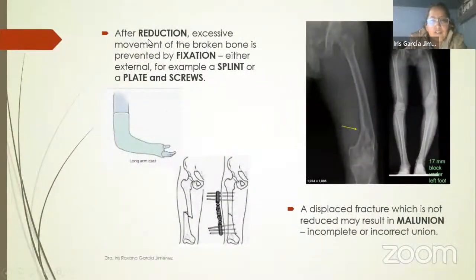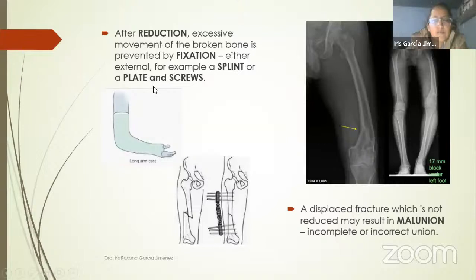After reduction, excessive movement of the broken bone is prevented by fixation, either external, for example, a splint, or plate and screws. We have the plate and we have the screws, right? If we don't use this, a displaced fracture which is not reduced may result in malunion, incomplete or incorrect union. You can see the structure is not the original one. Yeah, it changes this structure.